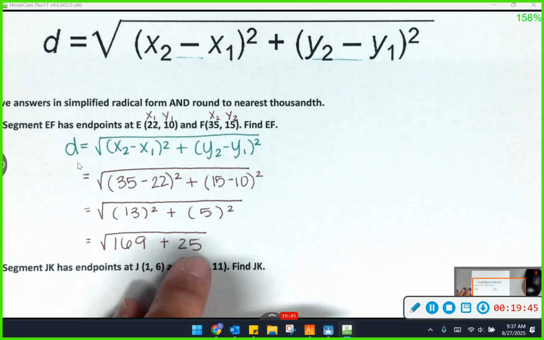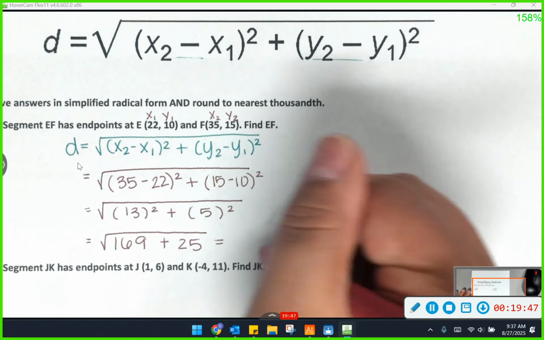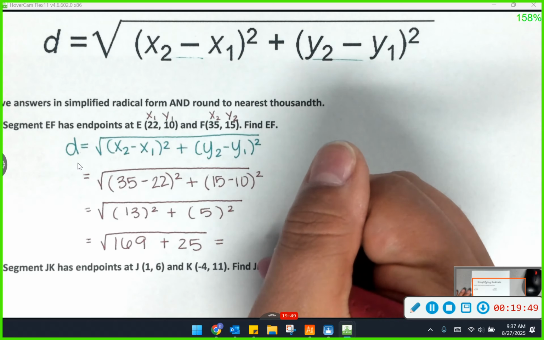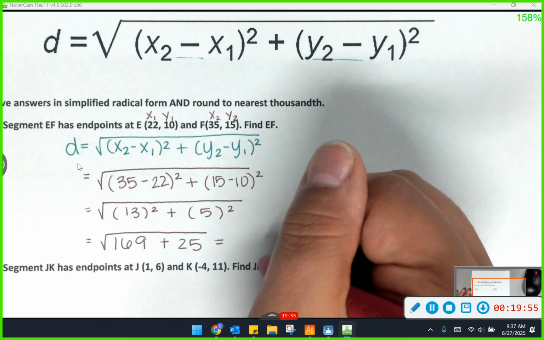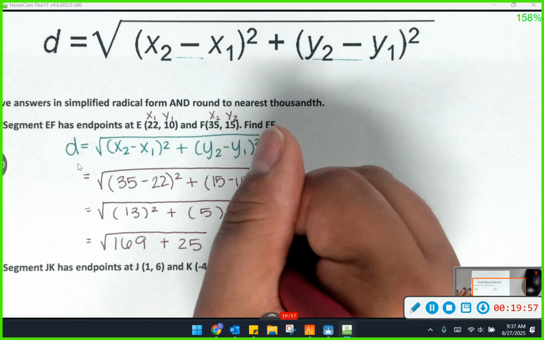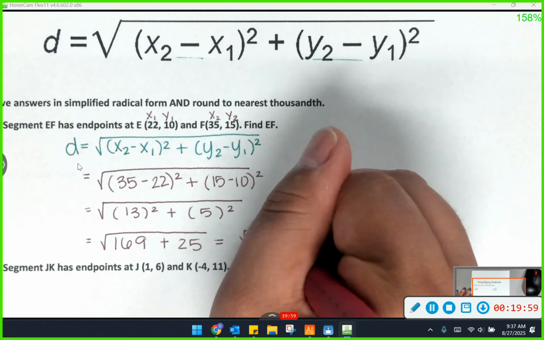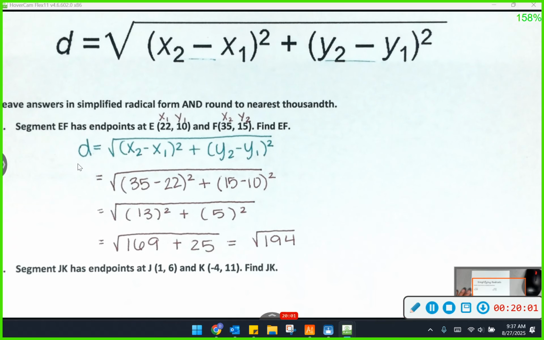What is 169 plus 25? He was so confident. No, what'd you say? He was so confident. 194. Close, but no cigar.